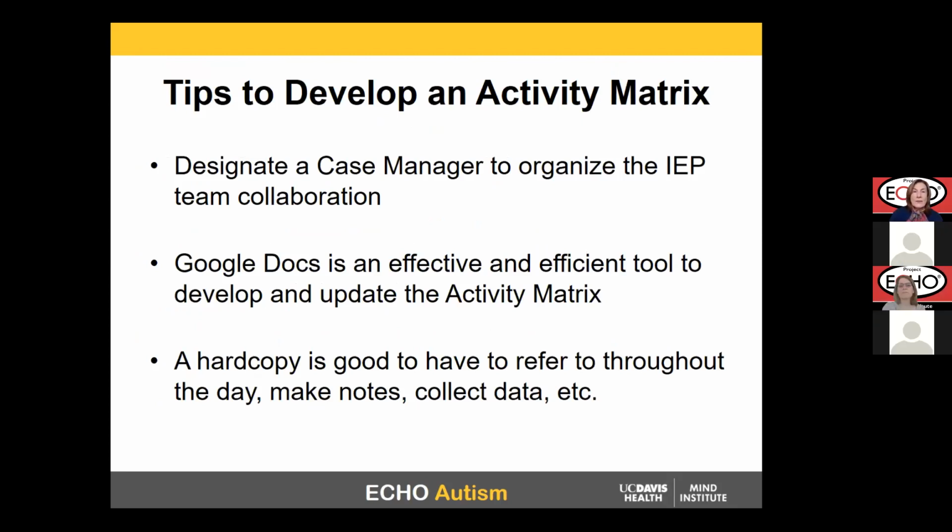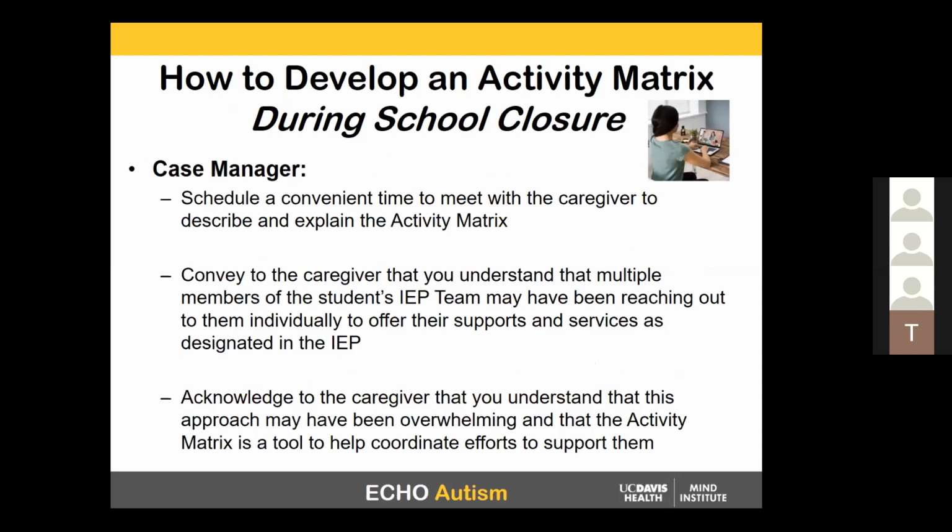And one of the most important things for the development of an activity matrix is really to designate a case manager to organize the IEP team collaboration. We like to use Google Docs. I think everybody likes those as a collaborative tool where we can go in and work actively, and multiple people can go in and put updates in and new things and inform everyone. However, the hard copy is always important to have, and we use it and refer to it throughout the day. We make notes on it, we collect data on it, etc.